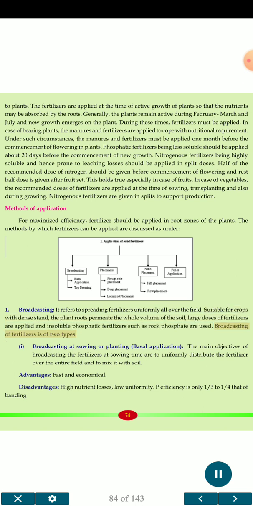Broadcasting of fertilizer is of two types. I. Broadcasting at sowing or planting. Basal application. The main objectives of broadcasting the fertilizer at sowing time are to uniformly distribute the fertilizer over the entire field and to mix it with soil. Advantages. Fast and economical. Disadvantages. High nutrient losses, low uniformity. P efficiency is only 1/3 to 1/4 that of banding.